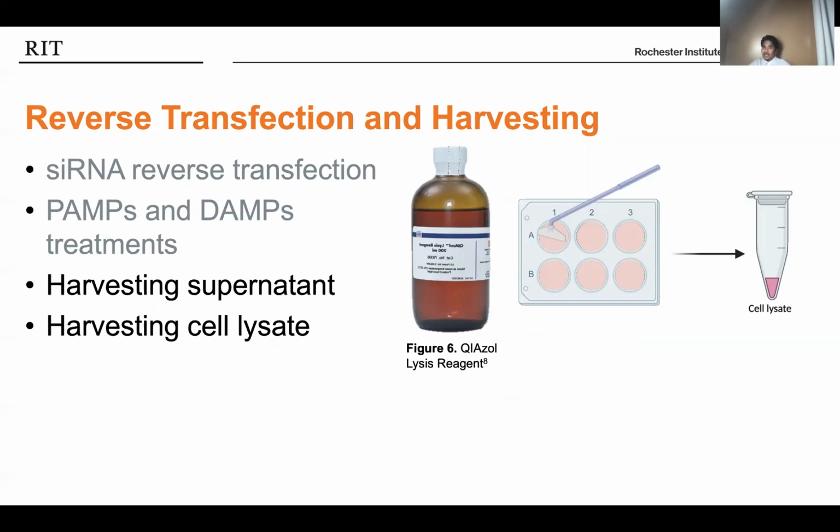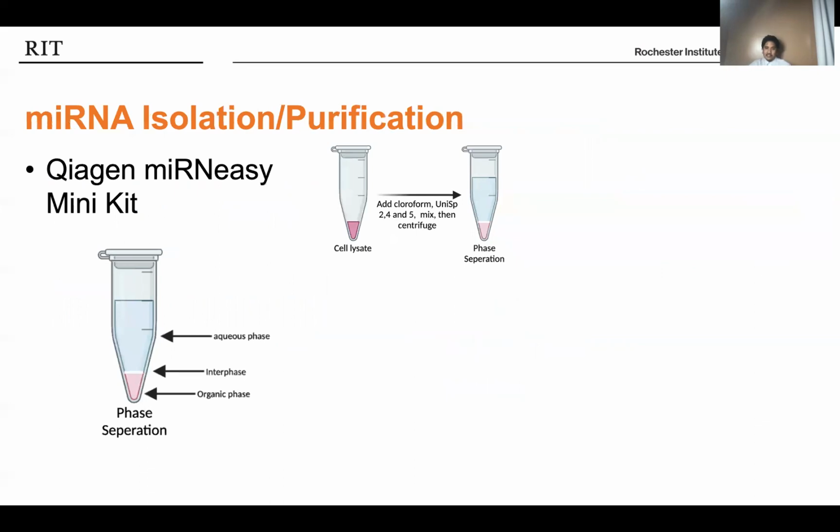And then we add QIAzol lysis reagent, which we got from QIAGEN, to lyse the cells open. These cells are detached using a cell scraper and then transferred to Eppendorf tubes. This cell lysate is then used for RNA isolation. For this, we use the RNeasy Kit from QIAGEN.